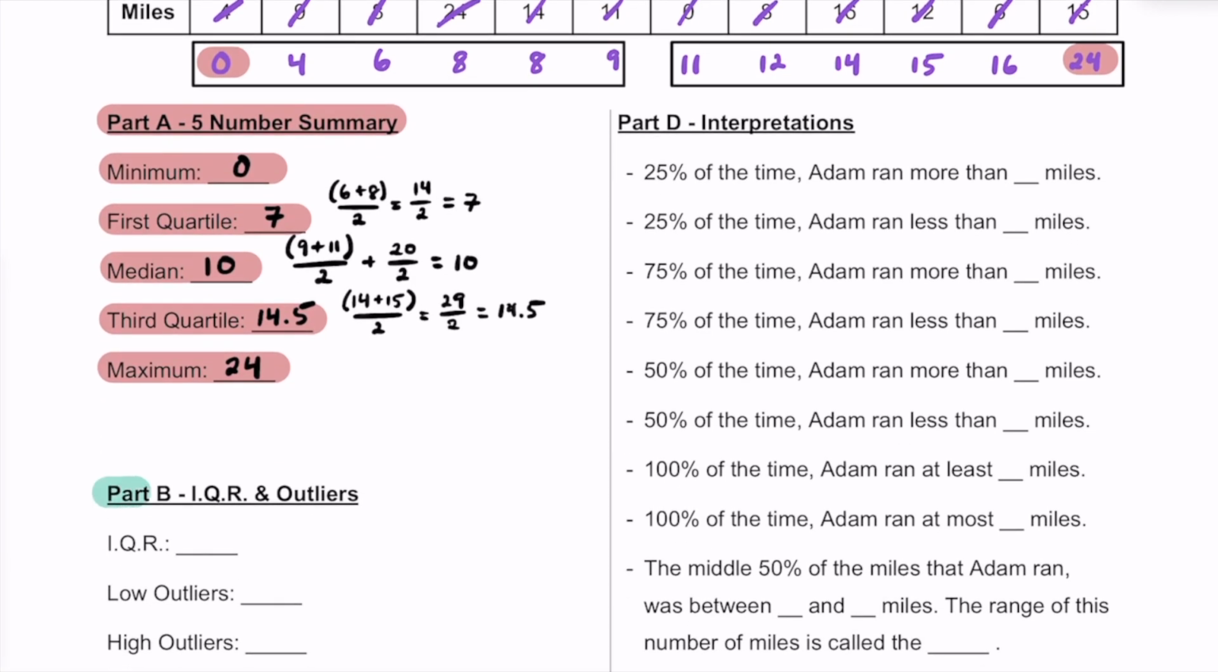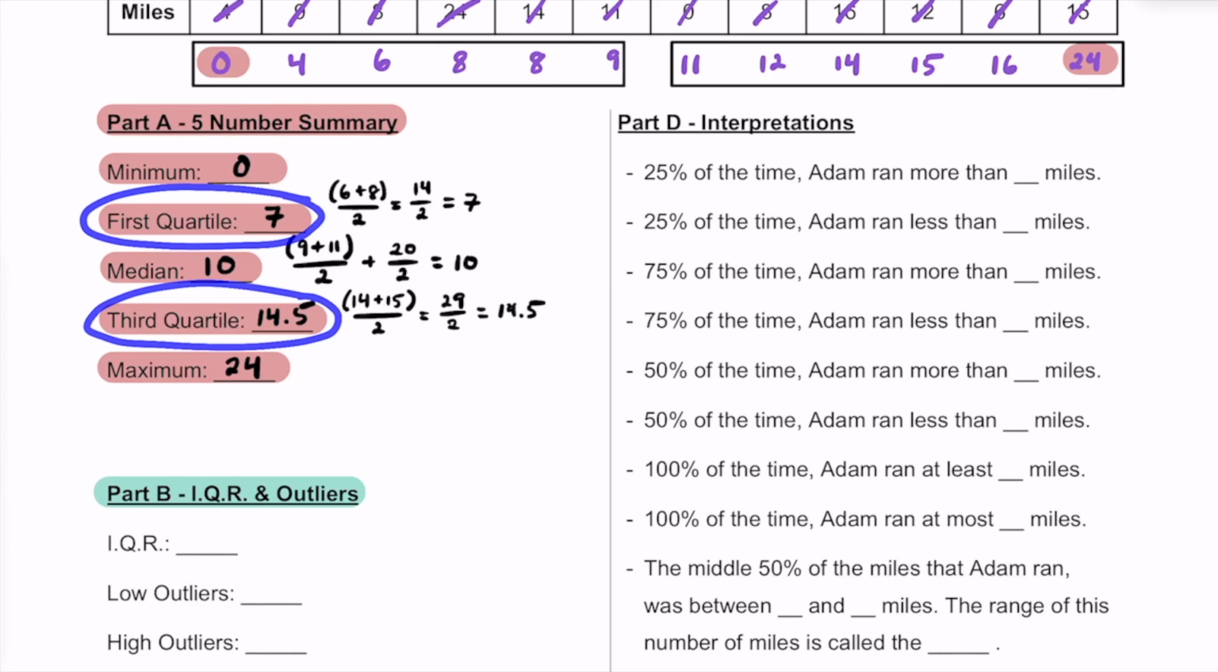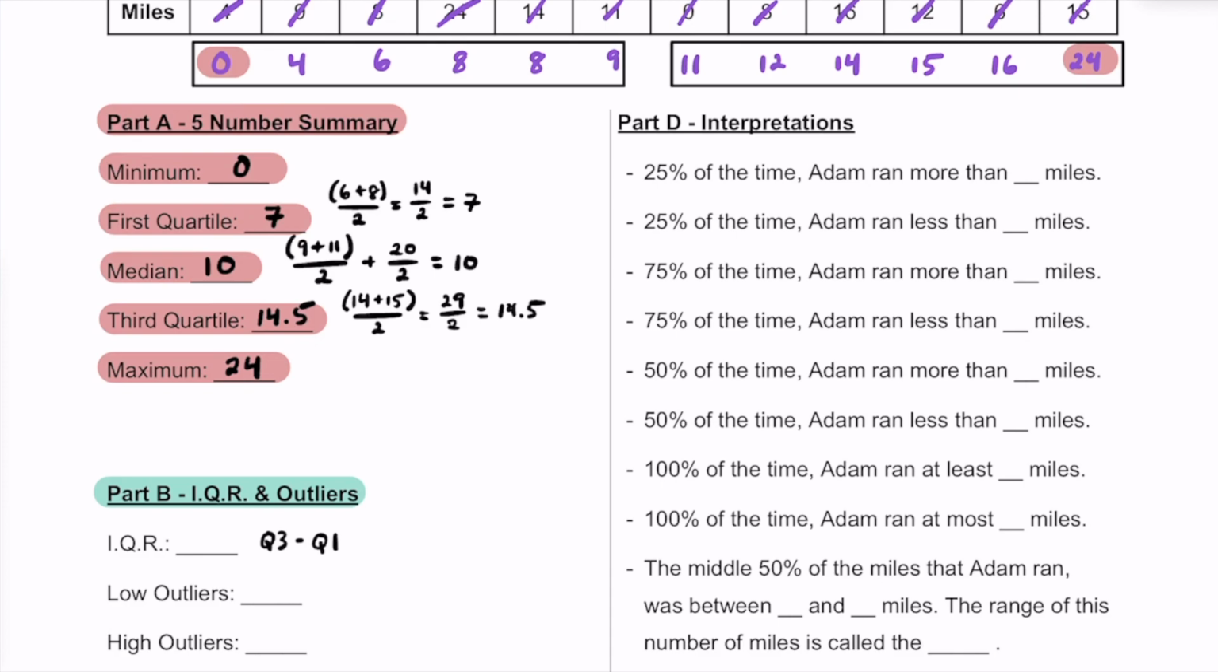Let's move on to part B now, where we're going to find out the IQR, or interquartile range, and see where the outliers would be. So to calculate the IQR, or interquartile range, we're going to take the third quartile and subtract the first quartile, or find the range or difference between these two values. So for the IQR, it's going to be quartile number 3 minus quartile number 1. That's how you find the interquartile range.